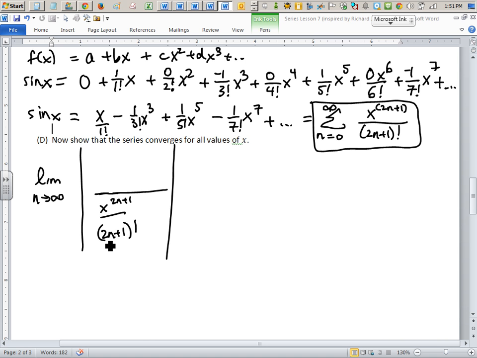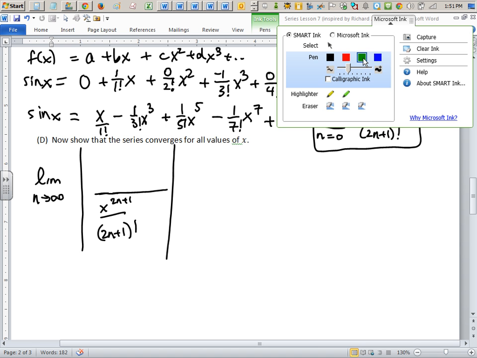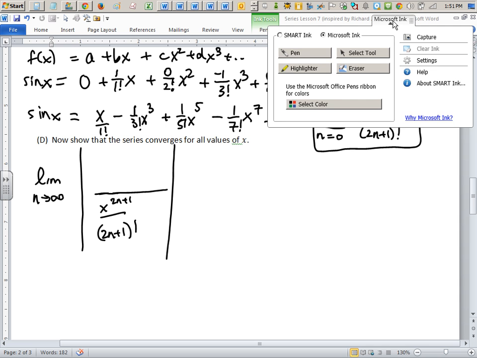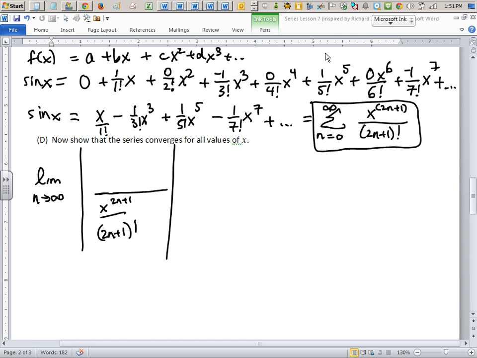Oh, I forgot the alternator. For the alternator, guys, which one do you think we should use? -1 to the n? Because if you're proving it's sine, it's got to alternate. Shouldn't it? Is it -1 to the n, or is it -1 to the n plus 1? That's important. We've got to decide.